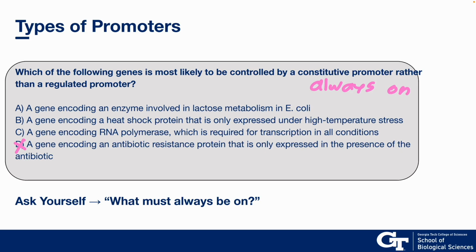What about enzyme encoding lactose metabolism? Are we always needing to metabolize lactose? Probably not. What about protein for heat shock that is needed during high temperature stress? Well, the fact that it says stress should be clue enough that we don't need that. But what about polymerase, which we need for transcription in all conditions? All conditions. We always need that. There's no reason to not be making that. We need a constitutive promoter for that.